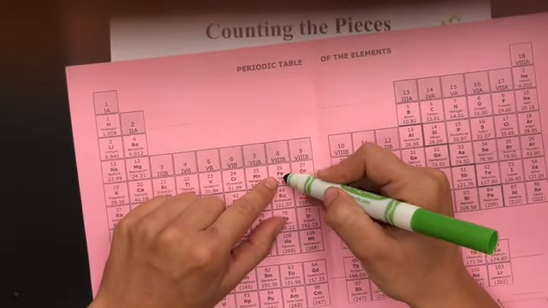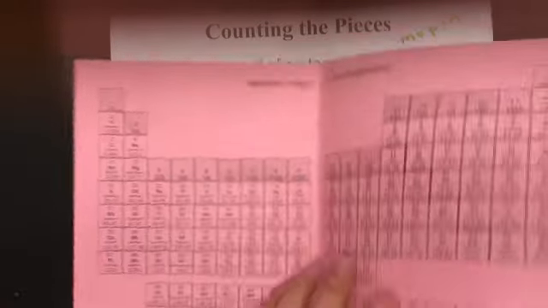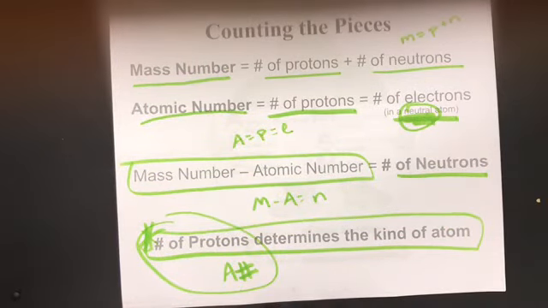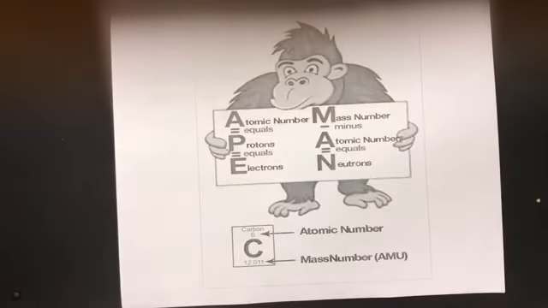So if I say the atomic number is 26, you go and find that top number, it is iron. Okay? So the number of protons / atomic number tells you what atom it is. Now this is just a cute little thing to help you remember.